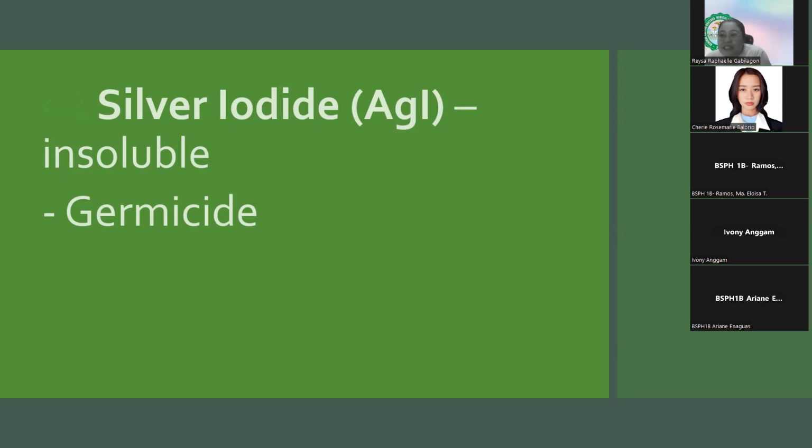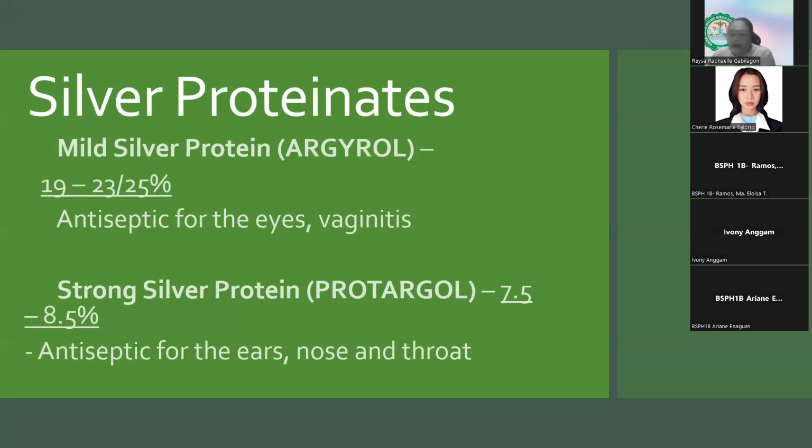This is used as a germicide. So silver is really used as a germicide, as an agent used to kill microorganisms. Now, we have combination of silver and proteins. We call them silver proteinates.